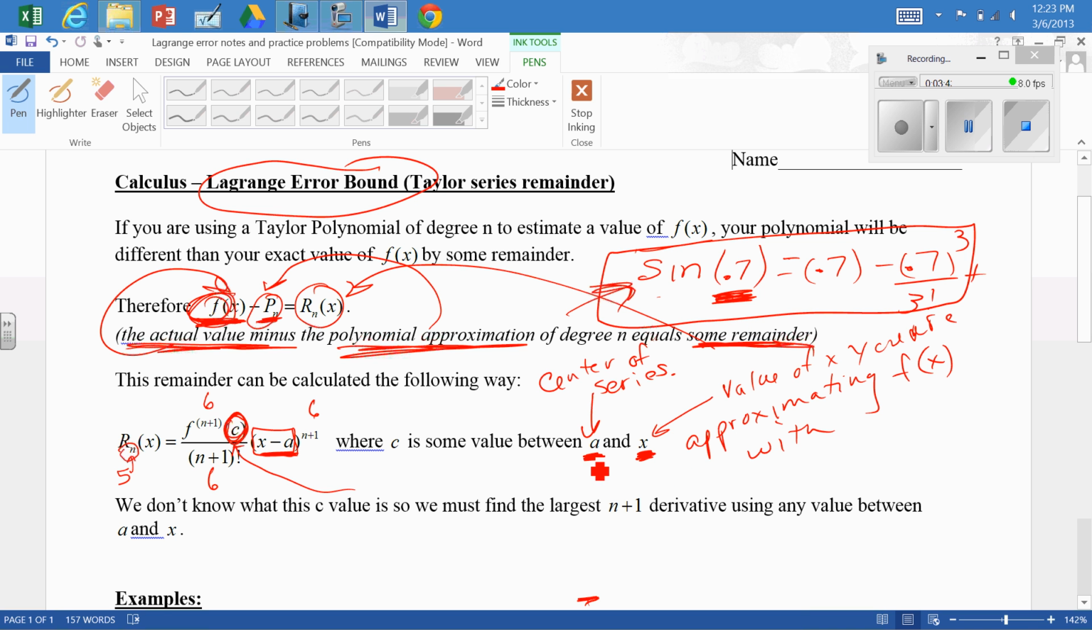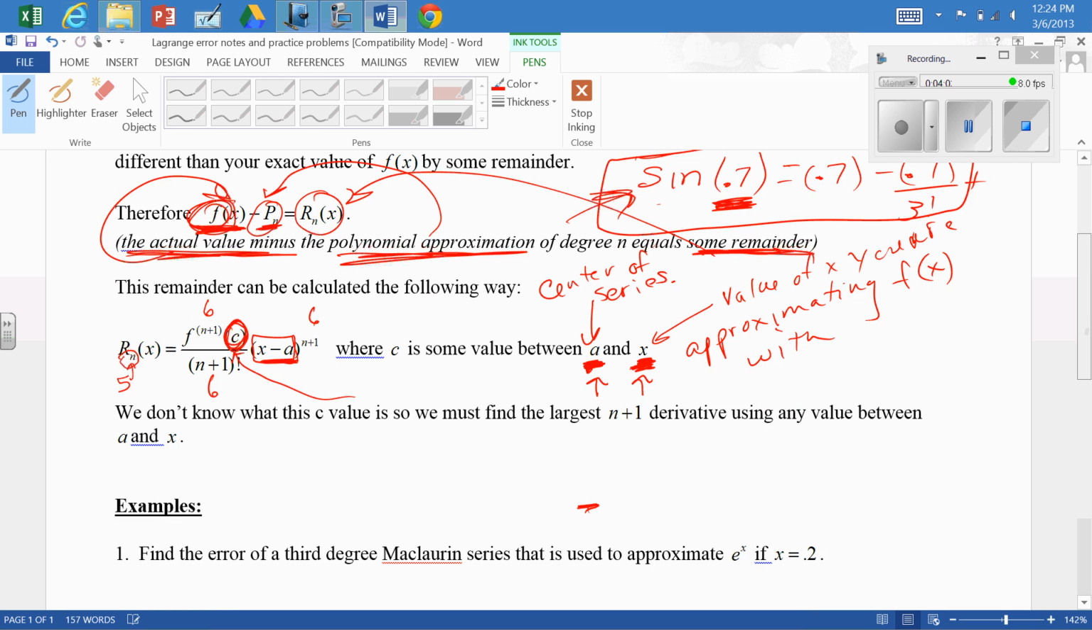We're trying to figure out the largest n plus 1 derivative somewhere between a and x. So basically what we're going to do is plug in a and plug in x, and see which one is bigger when we get to our derivative. Okay, I think this will make more sense once we do a couple practice problems.